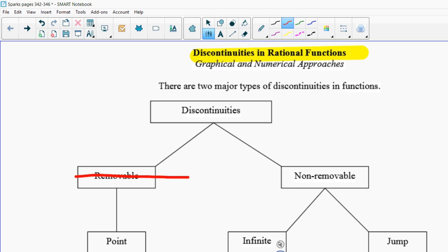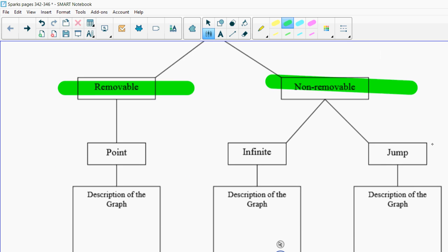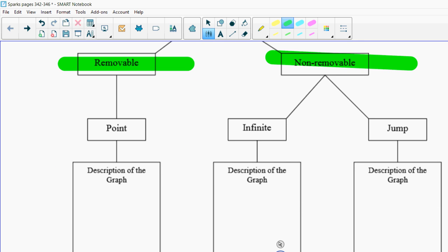There are removable ones and non-removable ones. Now, I don't want you to worry about the difference at this point. That comes in calculus. The only kind of removable discontinuity there is a point discontinuity. Do you remember from last semester what a point discontinuity is?